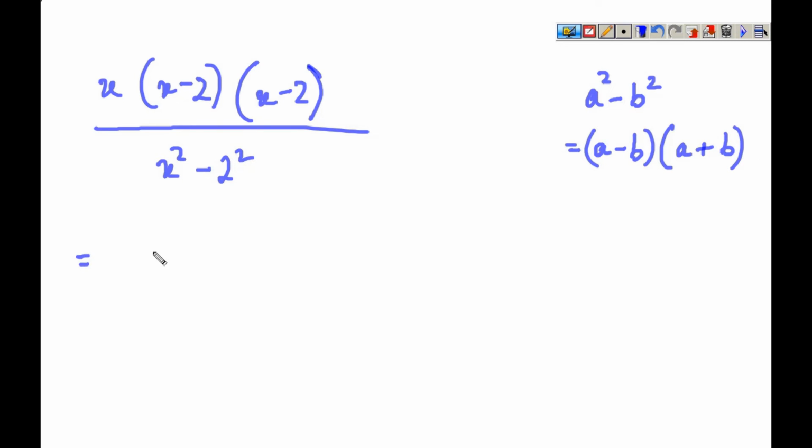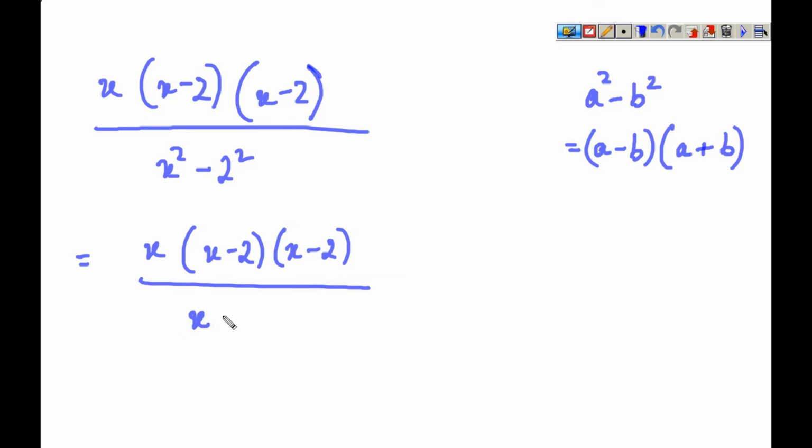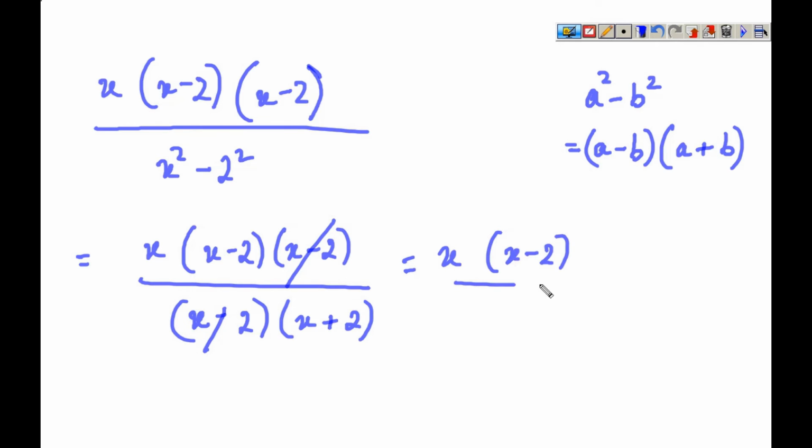So rewriting the denominator, rewriting the whole function, we have x into x minus 2 and x minus 2 times x plus 2. So we can see here this is cancelling out, so we are left with x times x minus 2 and x plus 2.